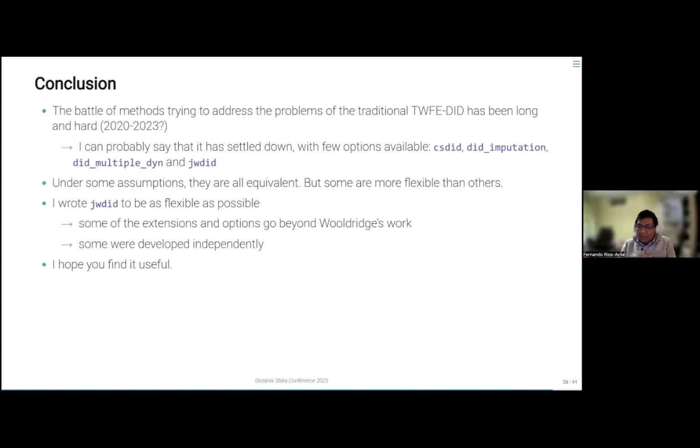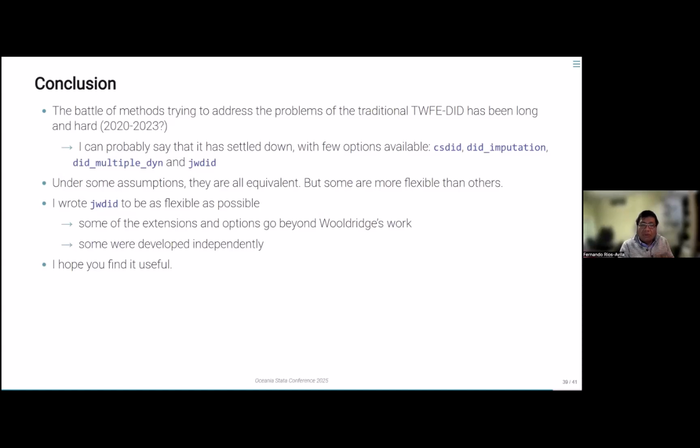as you know, there was a huge battle of methodologies with two-way fixed effects and how they should be applied. At this point, I believe they have settled down with a few of the commands out there. I'm glad to say that I have two of those, and that I am trying to still keep up with two of these approaches. And there are some assumptions. All of these actually will provide you the same results, and some of the methodologies are more flexible than others. My intention when starting to write the JWDID was not only to learn what was going on behind, but also to make it as flexible as possible.